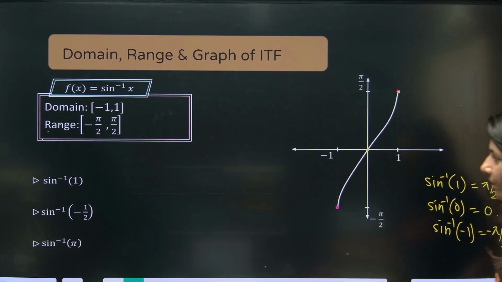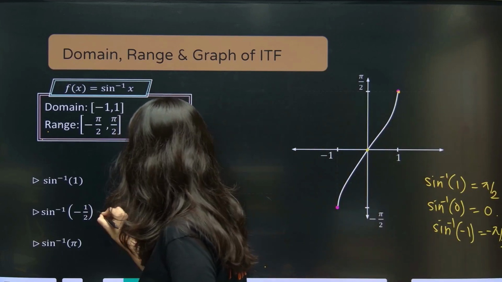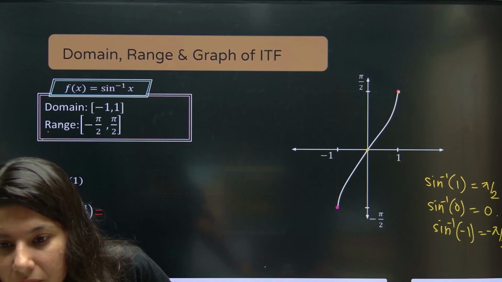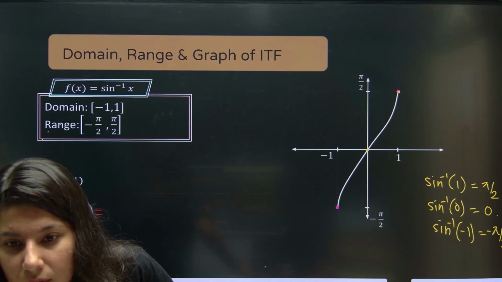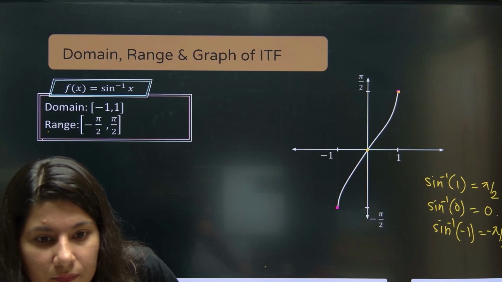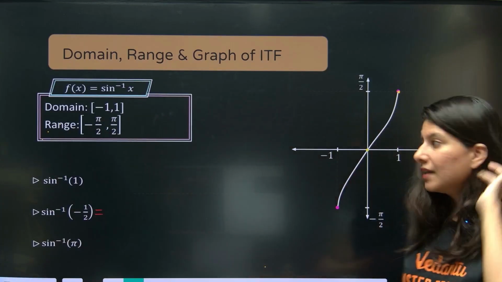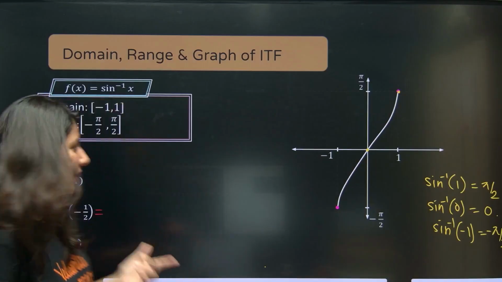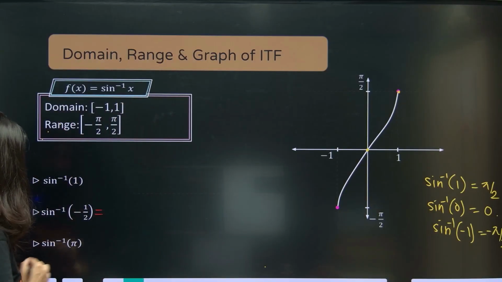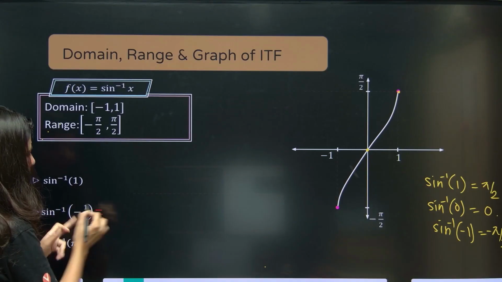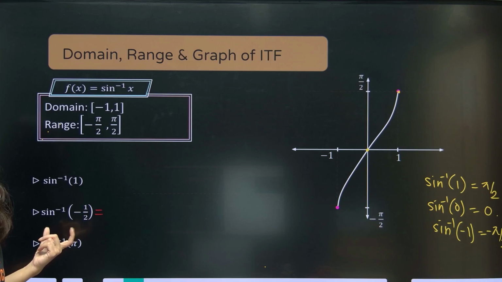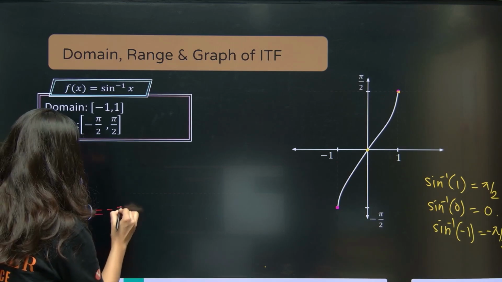Better. Okay. See, so sin inverse 1, sin inverse minus half, can anybody tell me? Let me open the chat. Yes. Sin inverse 1 is what? So we have told pi by 2. Actually sin inverse minus half. Tell me the value. Sin inverse minus half. So minus pi by 6.